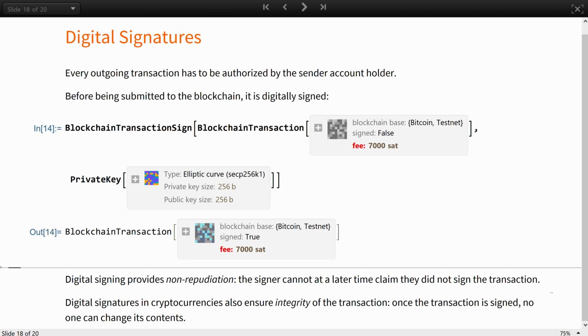If someone else gets hold of it, they can sign a transaction that authorizes a withdrawal of your funds or a transfer to a different account, and there is no way to undo that transaction or claim the funds back. Digital signatures in cryptocurrencies also ensure integrity of the transaction. Once the transaction is signed by the sender, no one else can change its contents, recipients, or amounts.